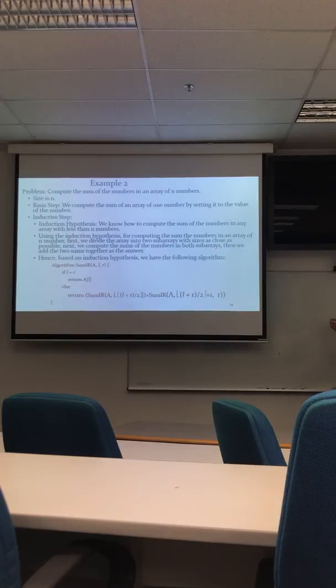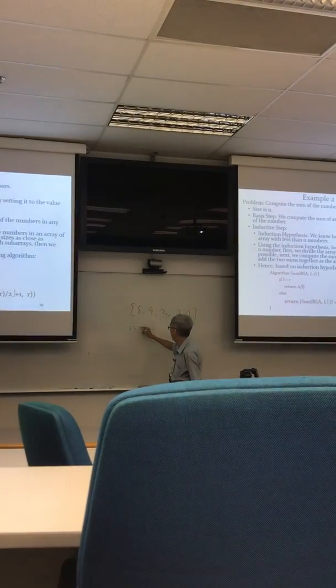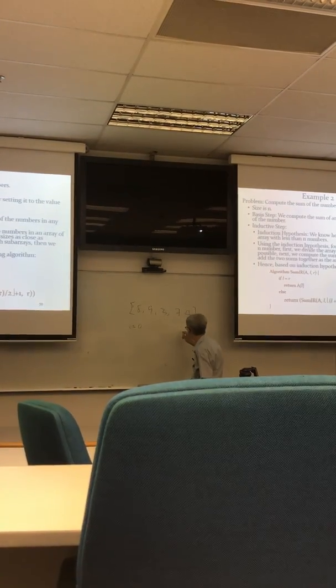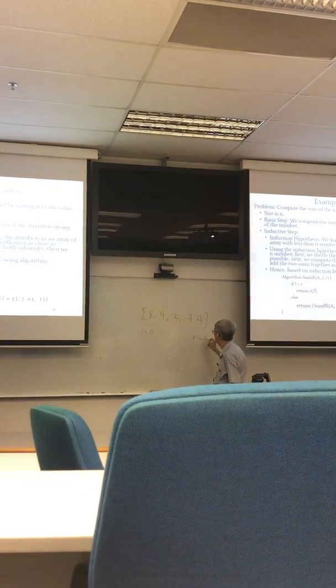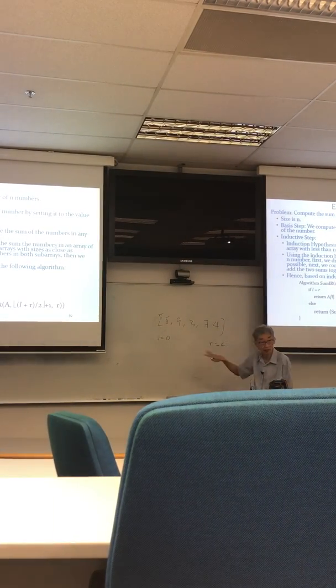Okay, if this is the array, 8, 9, 3, 7, 4, 5 elements. Then if we want to describe the whole array, then L will be 0. R will be 4. 0, 1, 2, 3, 4, last index for the whole array. Okay?